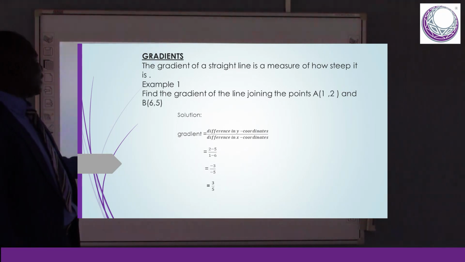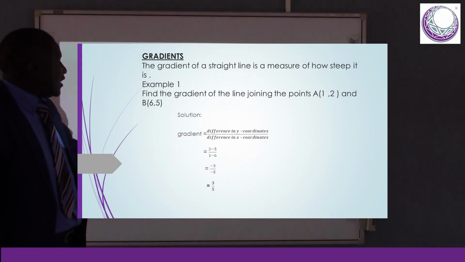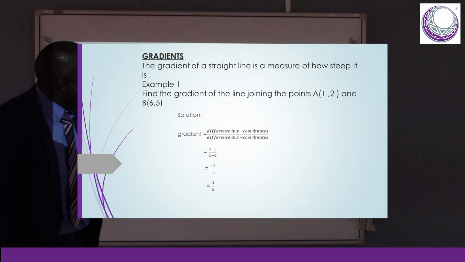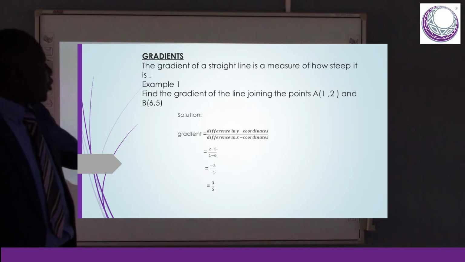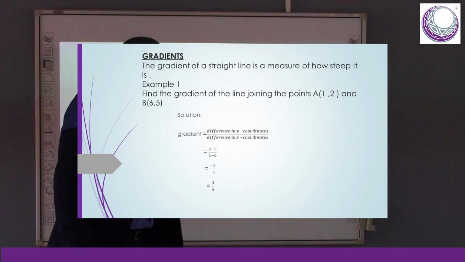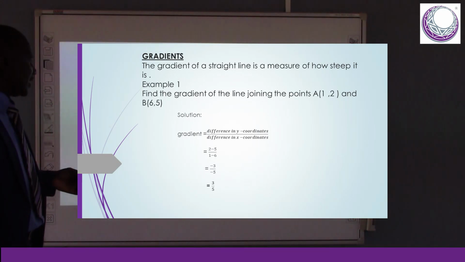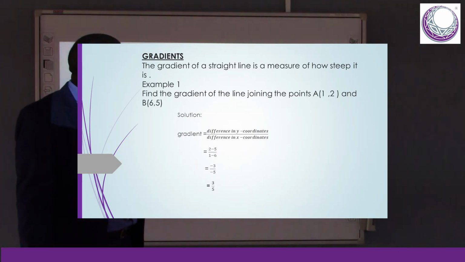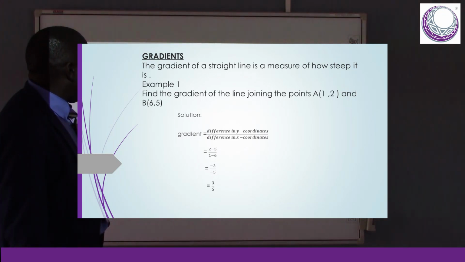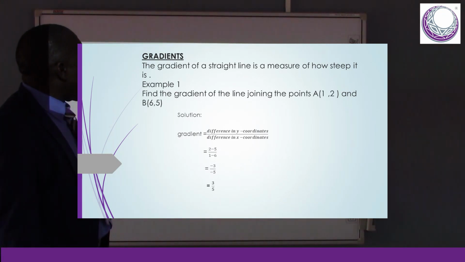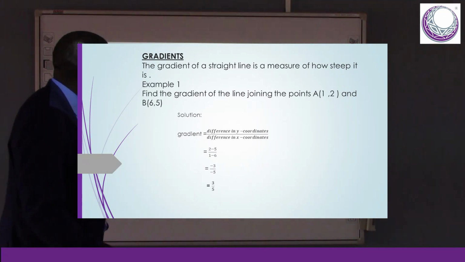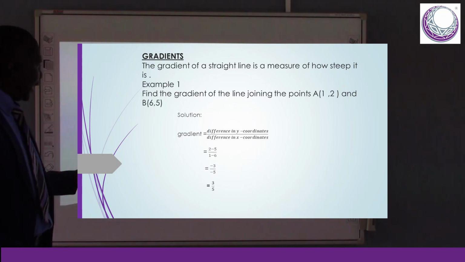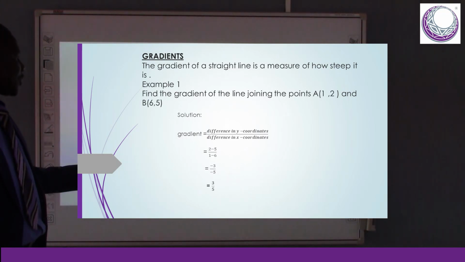Now the solution. I say gradient is the difference in y coordinates divided by the difference in the x coordinates. Now which ones are my y coordinates? I've got 2 here and I've got 5 there. So I should find their difference. In other words, 2 minus 5 to be divided by the difference in the x coordinates. Which are my x coordinates? 1 here and 6.